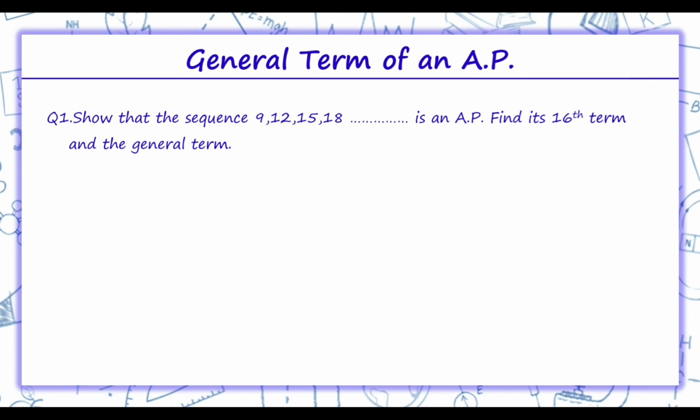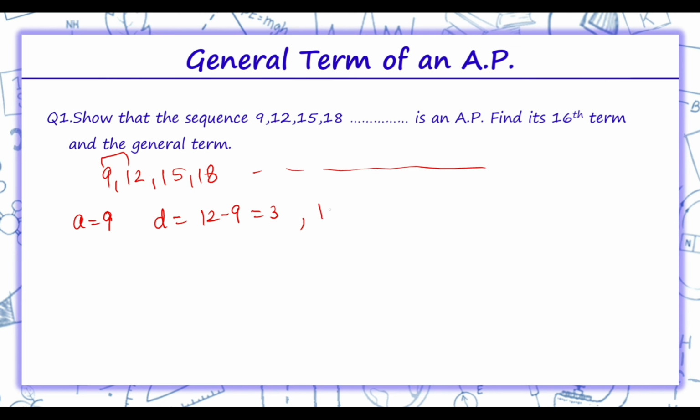Coming on to the question, show that the sequence is an AP. Then we have to find its 16th term and the general term. So the sequence is 9, 12, 15, 18 and so on. Over here, A is 9, and D, the common difference, is 12 minus 9, which is 3. Similarly, 15 minus 12, which is 3. Similarly, 18 minus 15, which is 3. Since the common difference is the same, it is an AP.